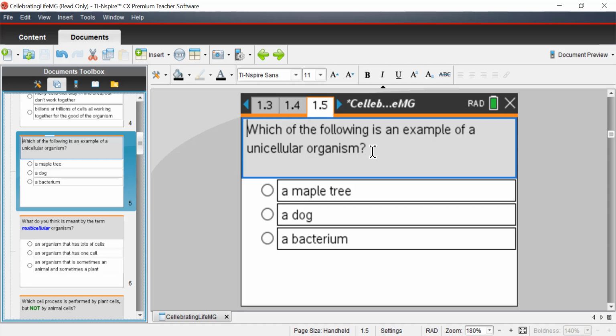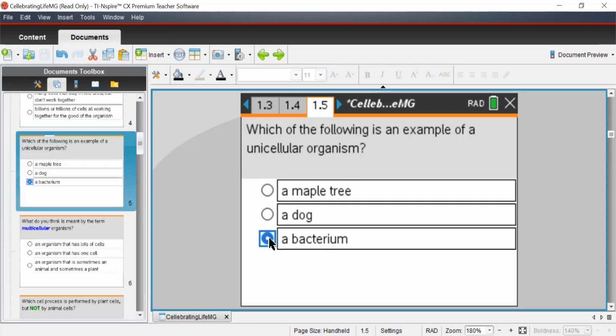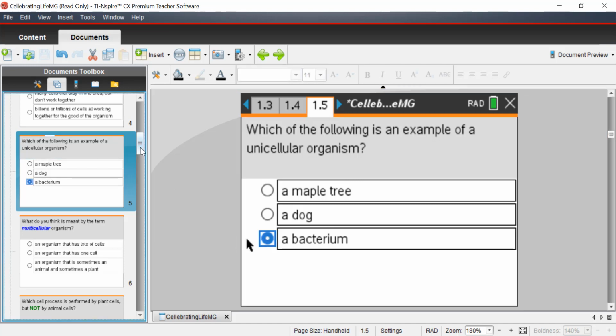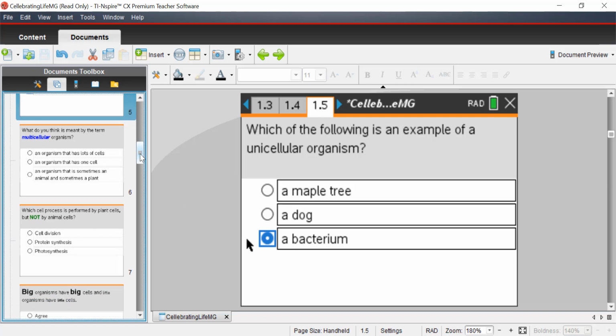All right, question 2. Which of the following is an example of a unicellular organism? Well, a maple tree is a pretty big thing, probably has more than one cell. Same thing with a dog. But a bacterium is definitely a unicellular organism. Things like you may have heard about, like E. coli, is a pretty common bacterium that you'll hear talked about. Salmonella is another kind that you might hear about in terms of food poisoning or something like that.